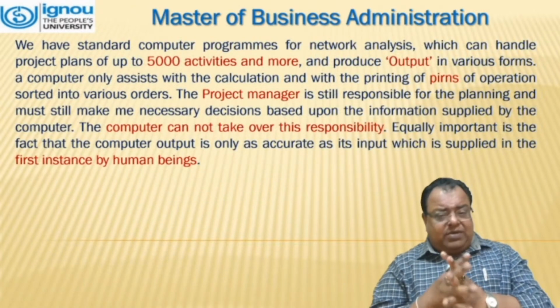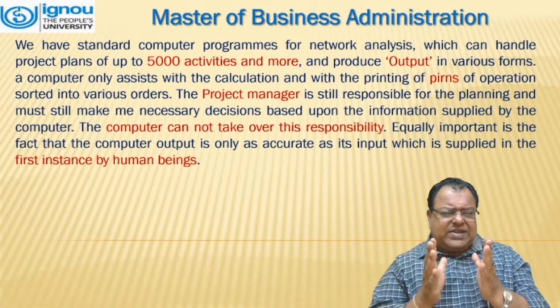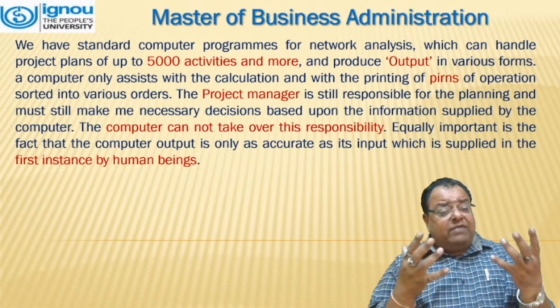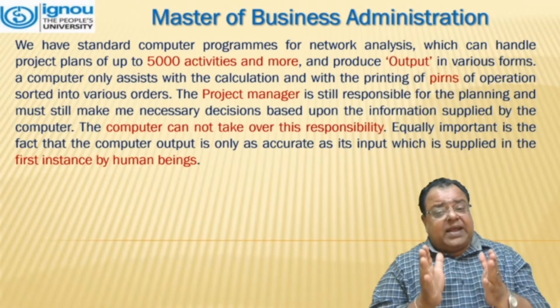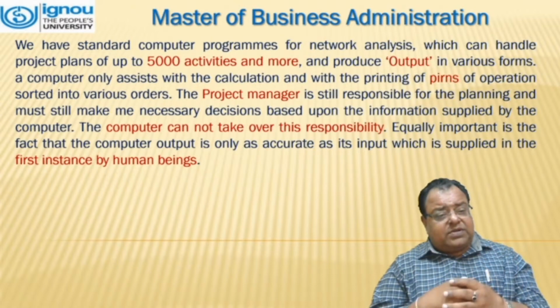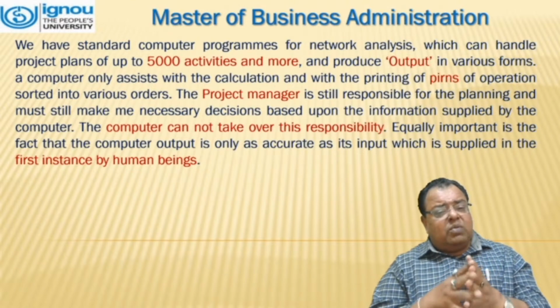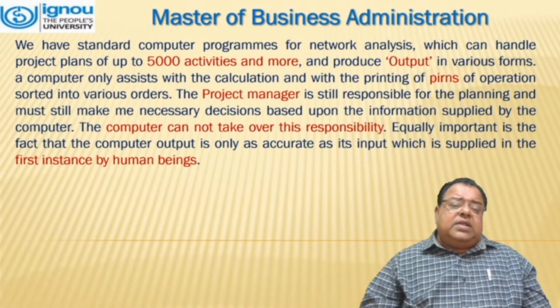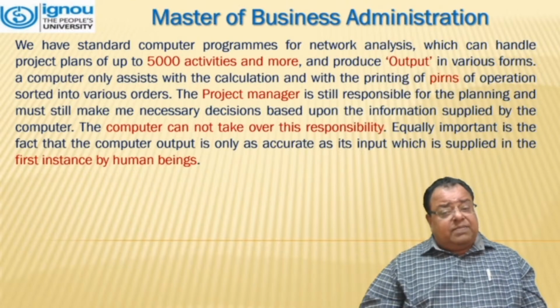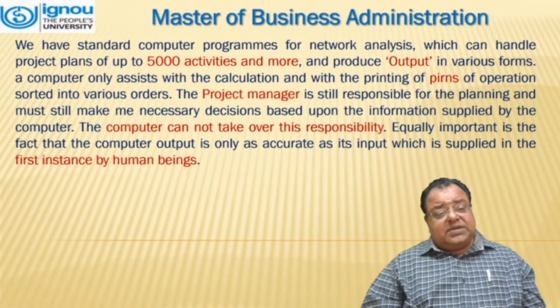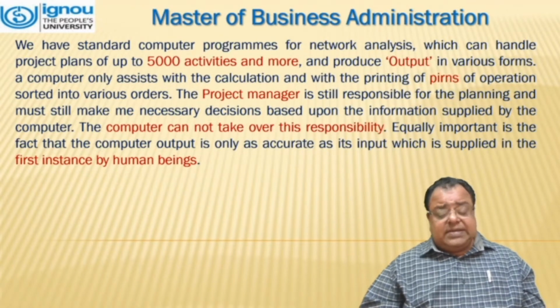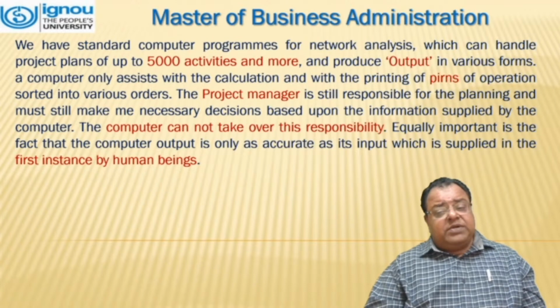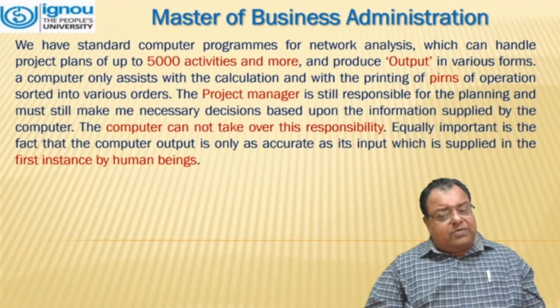We have standard computer programs for network analysis, which can handle project plans up to 5,000 activities and more, and can produce output in various forms. A computer only assists with the calculation and with the printing of operations sorted into various orders. The project manager is still responsible for the planning and must still make the necessary decisions based upon the information supplied by the computer. The computer cannot take over this responsibility.